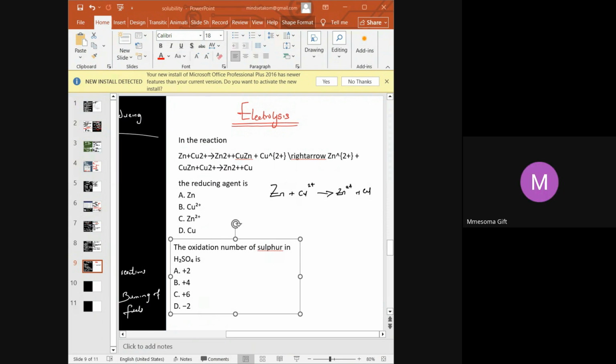KMnO4. I gave you examples of oxidizing agents the other time. Yeah, KMnO4. The oxidation number of sulfur in H2SO4 is what? It's +6.